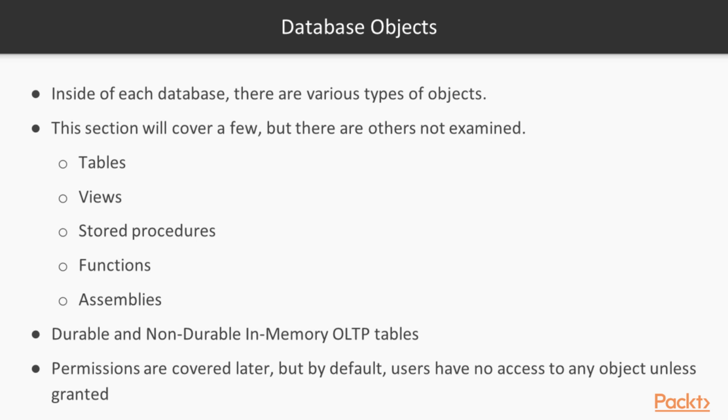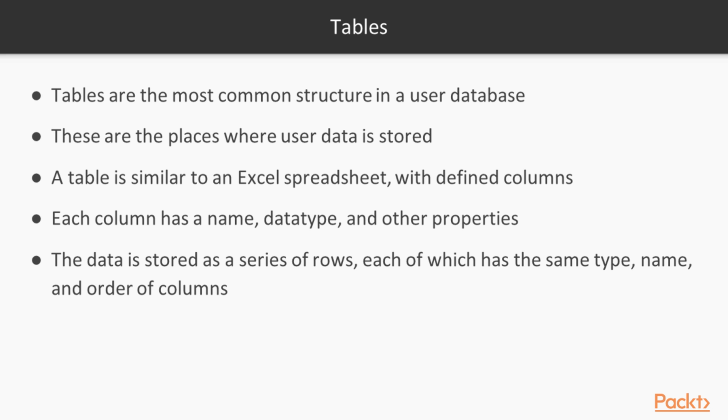in this section. Now, permissions have already been covered a bit, but by default, understand that users have no access to any object at all unless they've been granted permissions. Tables are the most common structure in a database. This is, in fact, where we store all of our user data.